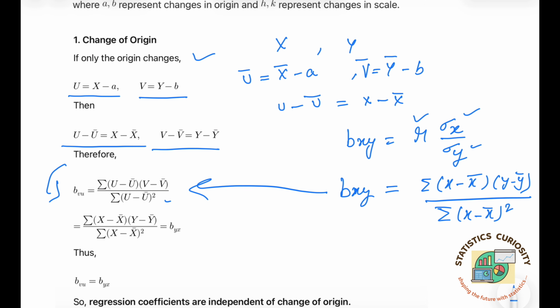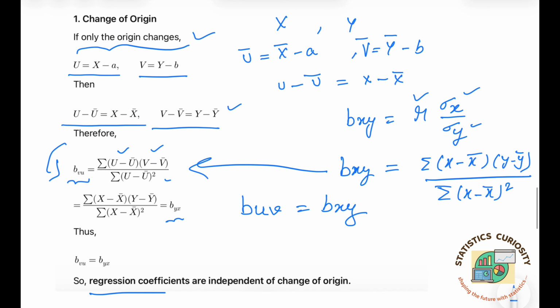Okay, and if you substitute the values of u minus u bar and v minus v bar, you will get summation of (x minus x bar)(y minus y bar) divided by summation of (x minus x bar) square. So in this way you can clearly see that bvu is directly equal to byx, or buv is directly equal to bxy. So changing the origin is not changing anything. So you can say that the regression coefficients are independent of change of origin. What does it mean? It means changing the origin is not affecting the regression coefficients at all.